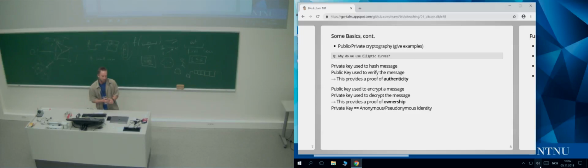We have a bit more to go through. So who knows public-private key cryptography? Yes, how does it work? Briefly, yeah?